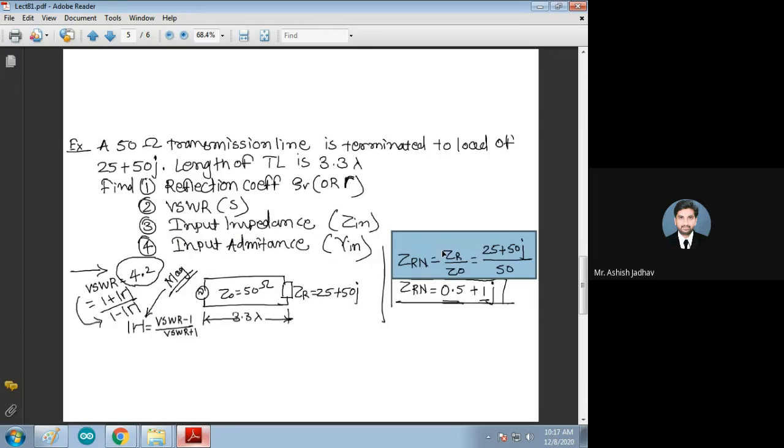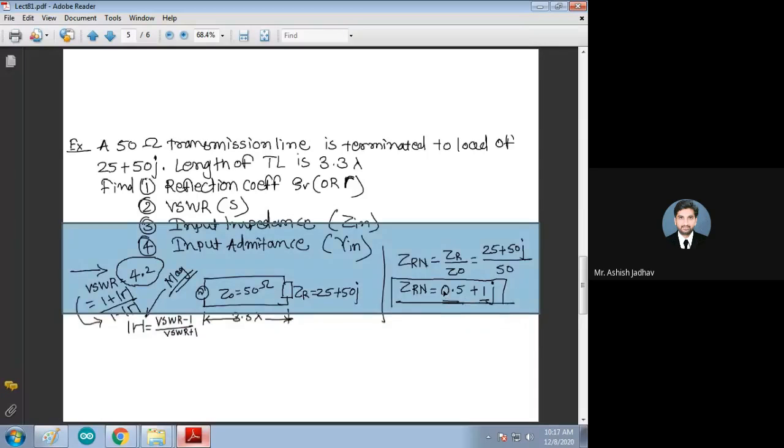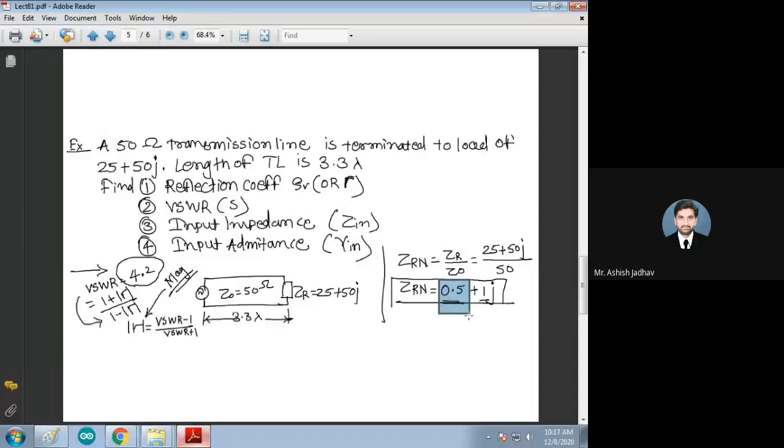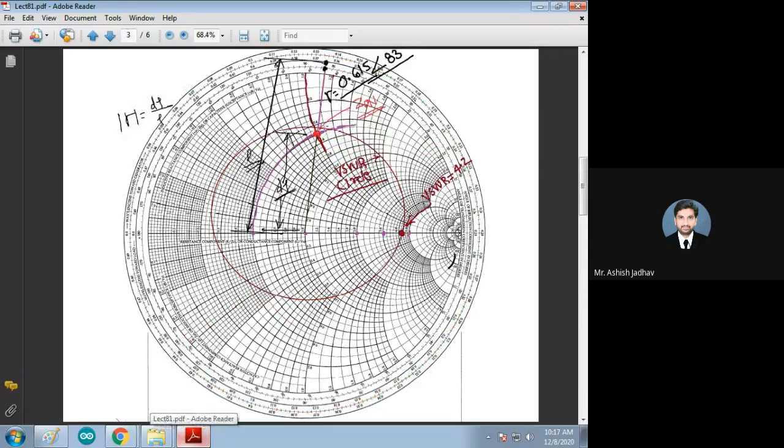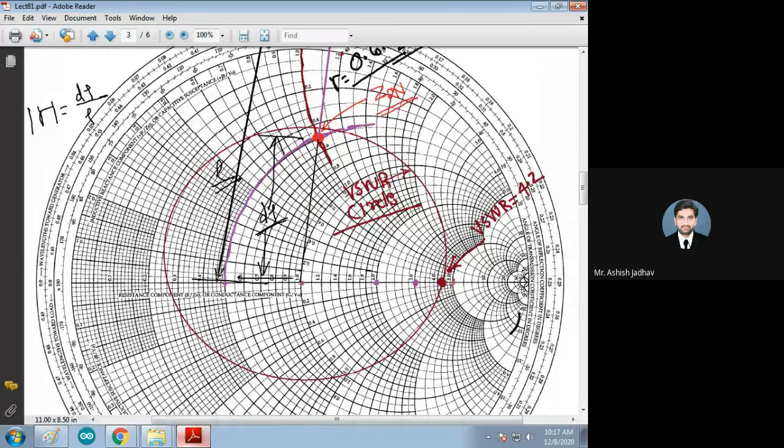नॉर्मलाइज करताना ZL/Z0 केलं की नॉर्मलाइज्ड व्हॅल्यू भेटेल. त्यानंतर नॉर्मलाइज्ड इम्पेडन्ससाठी 0.5 प्लस 1j हे स्मिथ चार्टवरती प्लॉट करून घ्यायचं. याच्यामध्ये जो 0.5 आहे तो कॉन्स्टंट रेझिस्टन्स आणि जो 1 व्हॅल्यू आहे तो रिॲक्टन्स व्हॅल्यू. हे प्लॉट करून घेतलं, या ठिकाणी प्लॉट केलेलं आहे. So 0.5 is the constant resistance value and 1 is the constant reactance circle value.